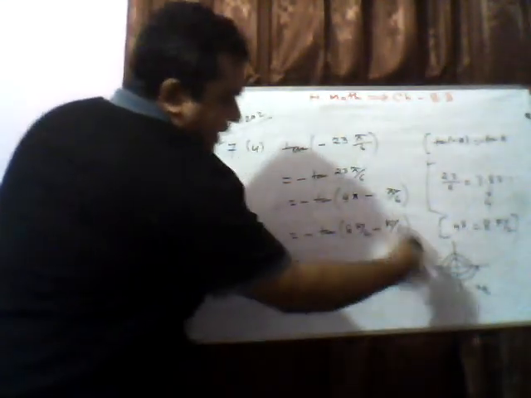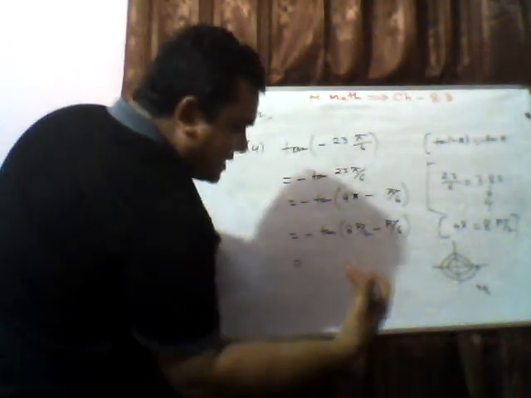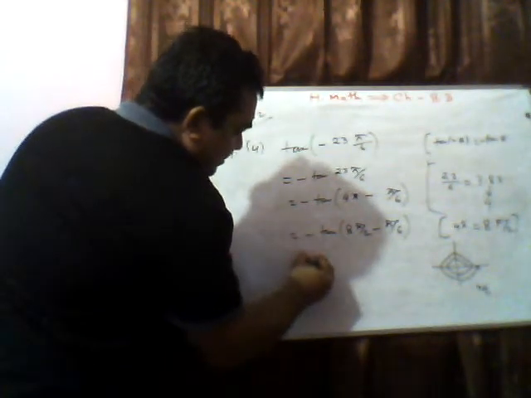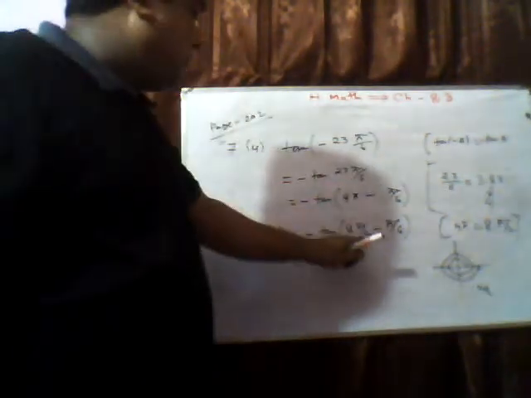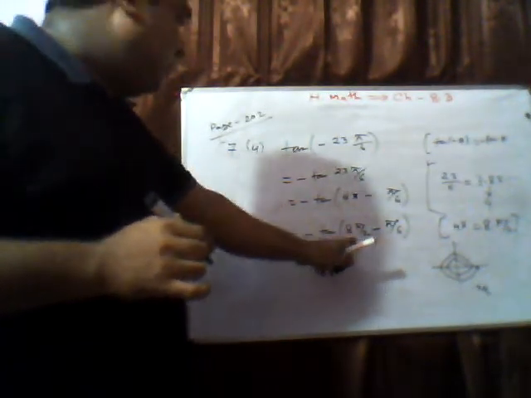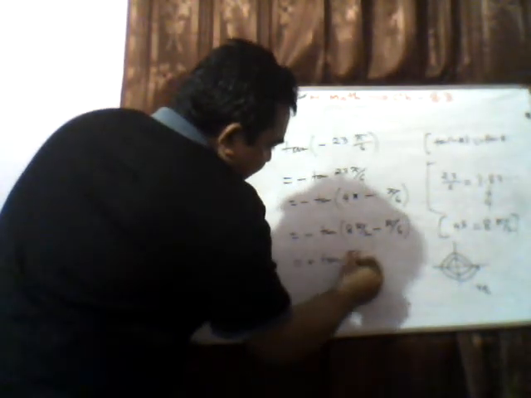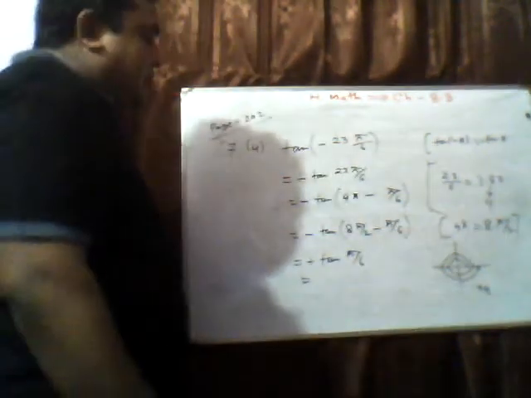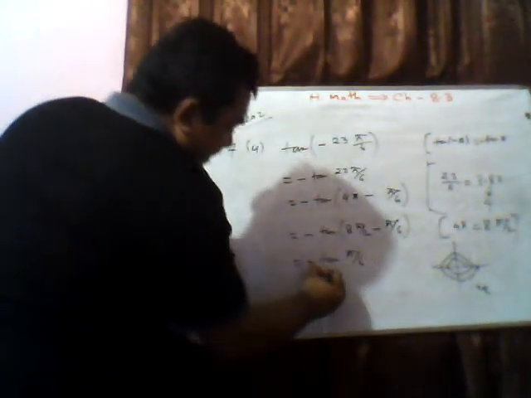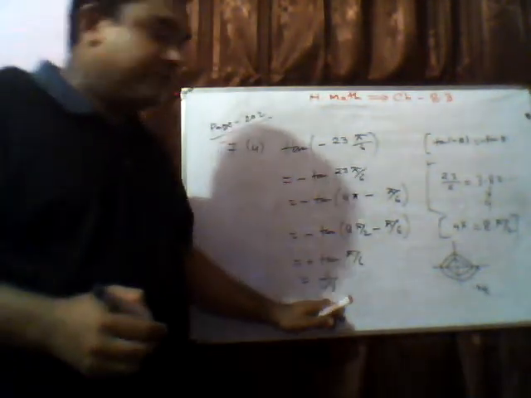Here tan is negative, then we get negative times negative, which is negative. That means minus minus makes plus. So this is a plus sign. Here the coefficient of pi by 2 is 8. 8 is an even number, so there is no change. Therefore we get tan pi by 6. Tan pi by 6 means tan 30 degrees. The value of tan 30 degrees is 1 by root 3. So this is the answer.